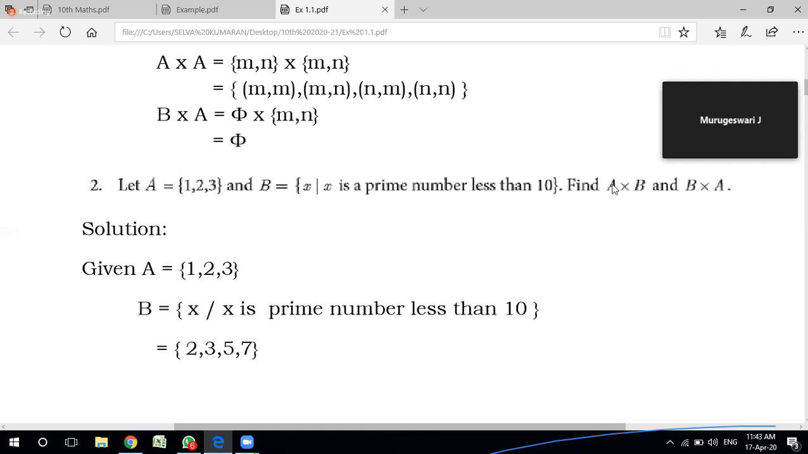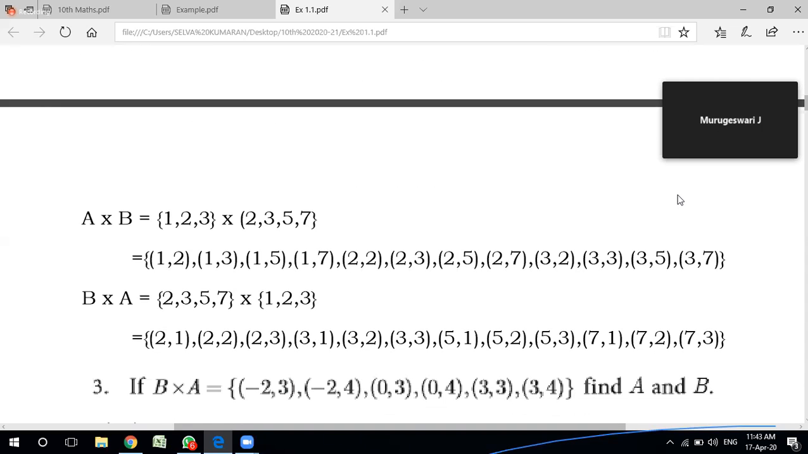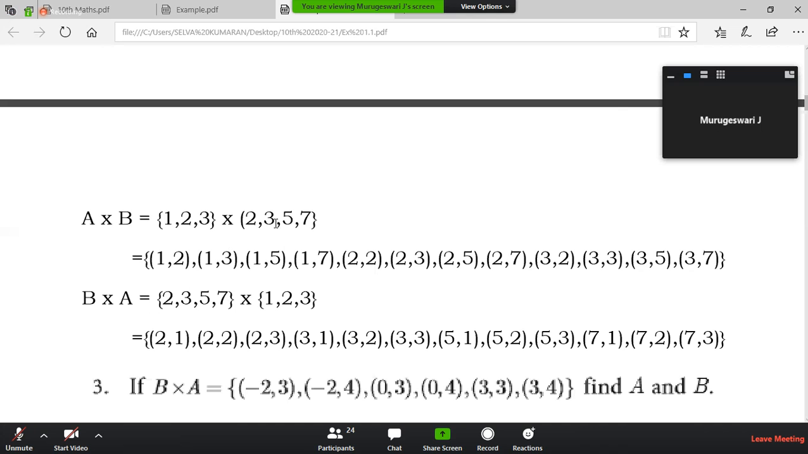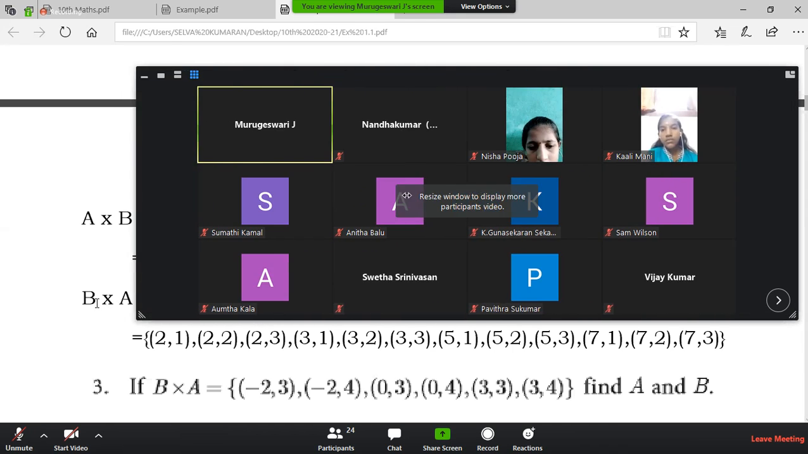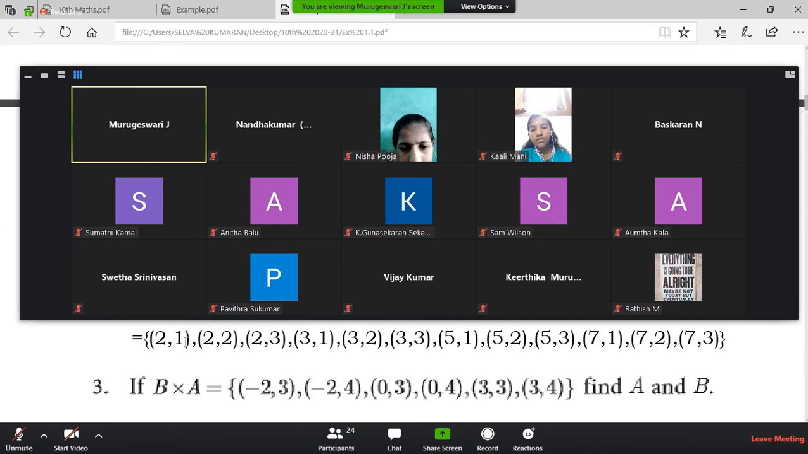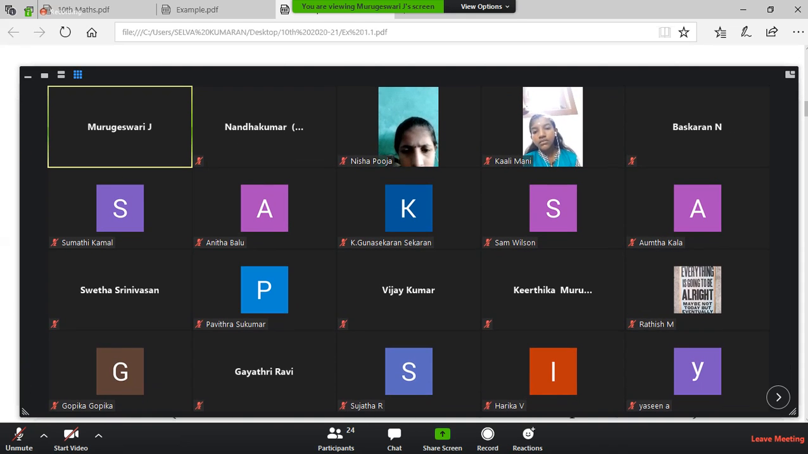Now you can easily find A cross B and B cross A. So A cross B equals, now substitute the values and find the ordered pairs. How many elements in A? 3 elements. How many elements in B? 4 elements. How many elements in A cross B? 3 into 4, 12 elements. You can easily write all the ordered pairs. A cross B means the first element is in A and the second element is in B.